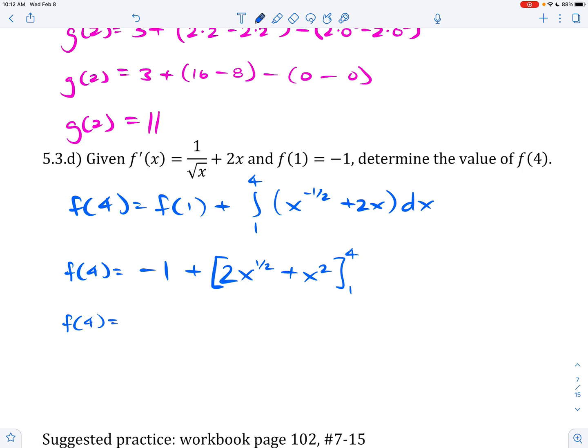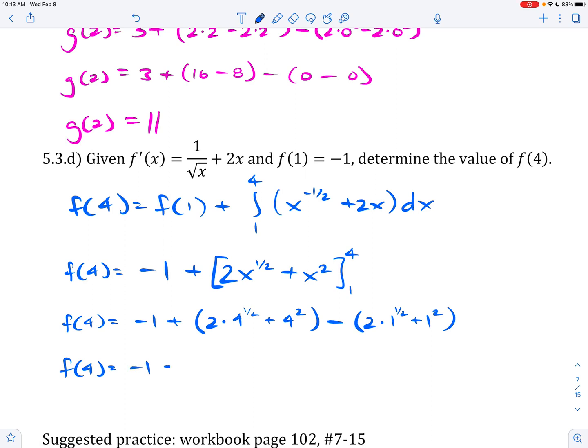Now it's just a plug-in thing. Negative 1 plus what we get when we plug in 4 to this. So 2 times 4 to the 1/2 plus 4 squared minus what we get when we plug 1 into that thing. 2 times 1 to the 1/2 plus 1 squared. And if you want, you could write these powers of 1/2 as square roots again, if it's easier to read that way. I would actually just do that straight up in this very step that I just wrote.